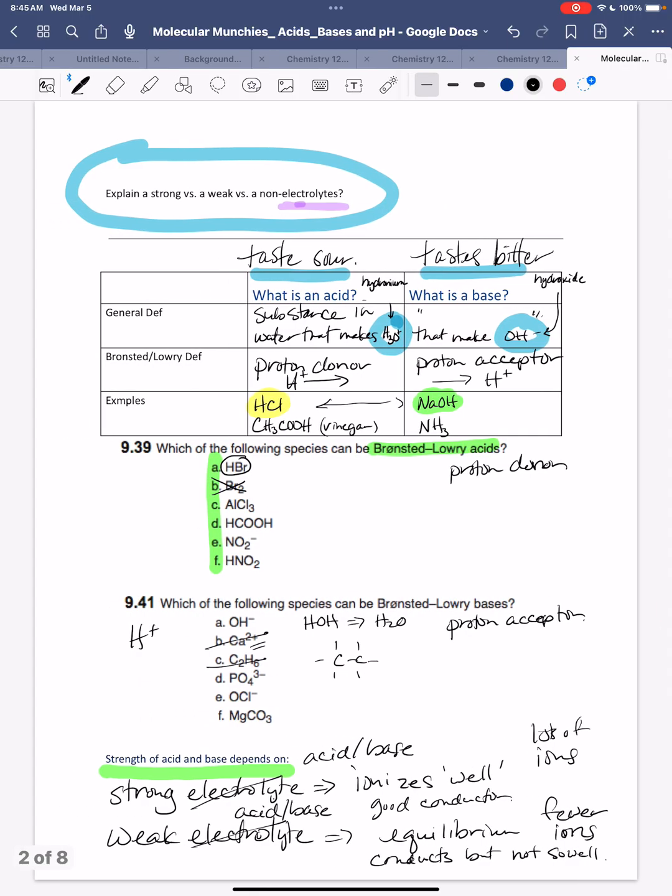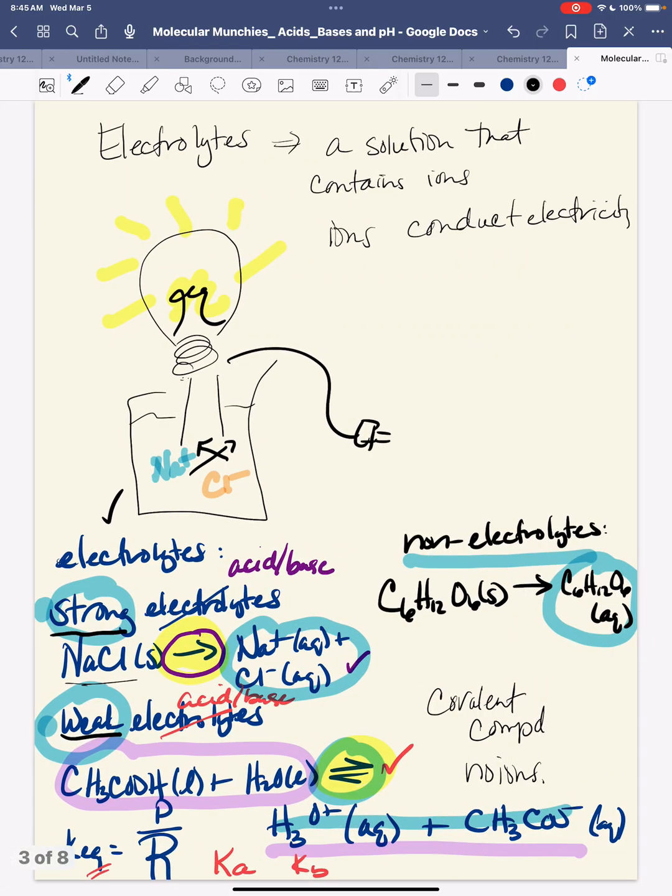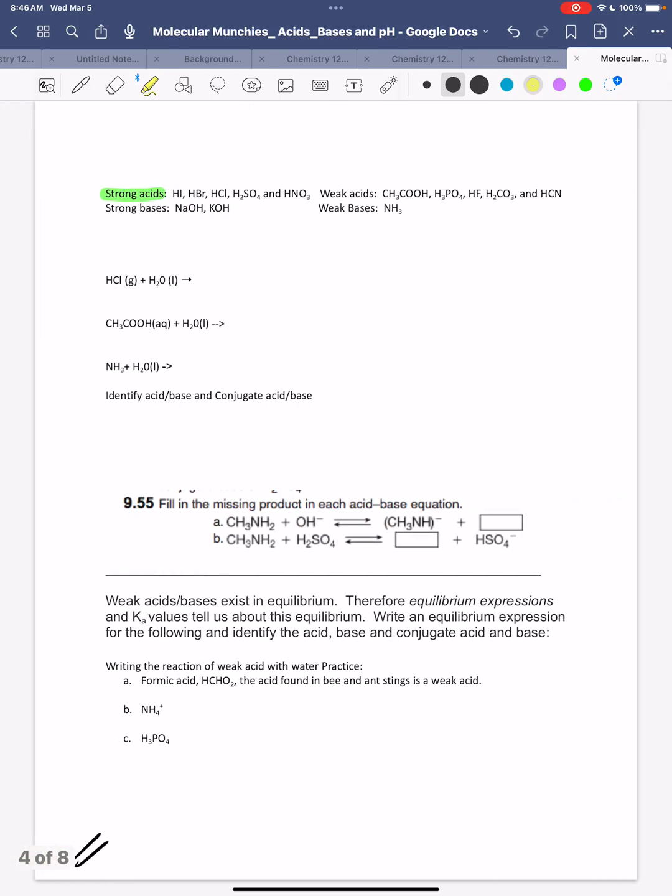So again, when we looked at our picture here of the conductivity of strong and weak electrolytes, right? We actually used a weak acid here. We used vinegar, that's acetic acid, right? And we talked about the equilibrium. So if you understand the concept of a strong electrolyte and a weak electrolyte, then you understand already the concept of a strong acid and a strong base. So let's talk about that a little bit more.